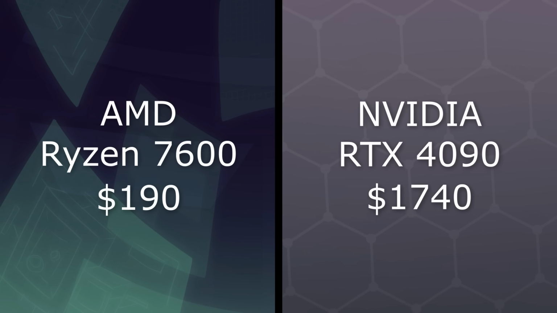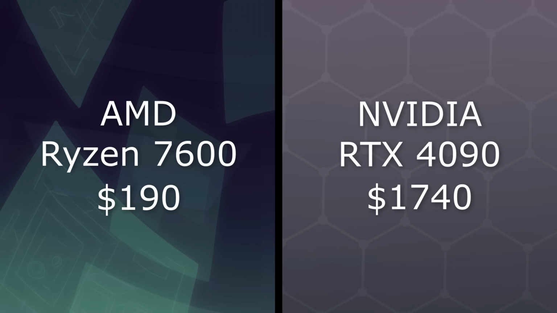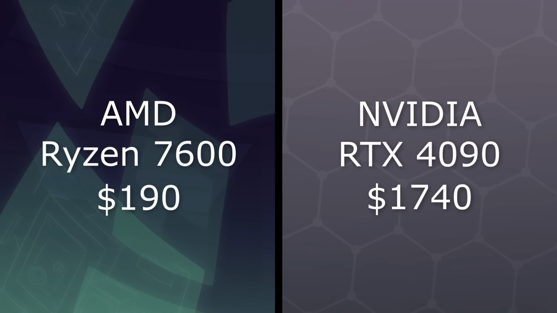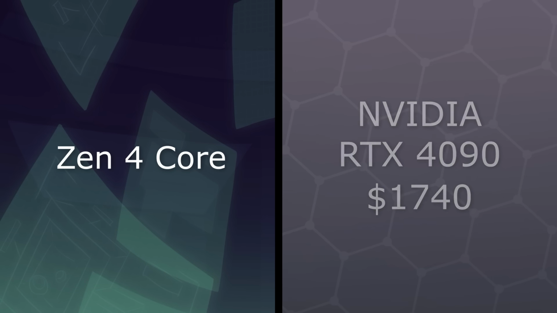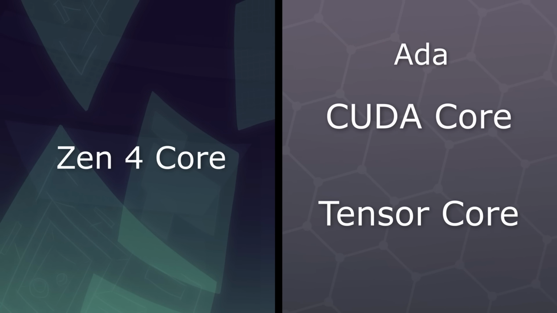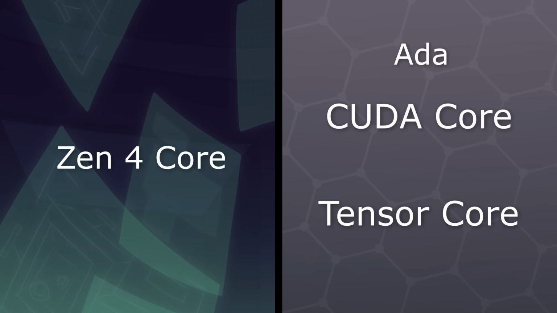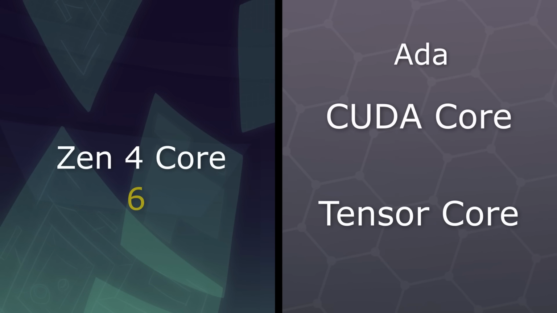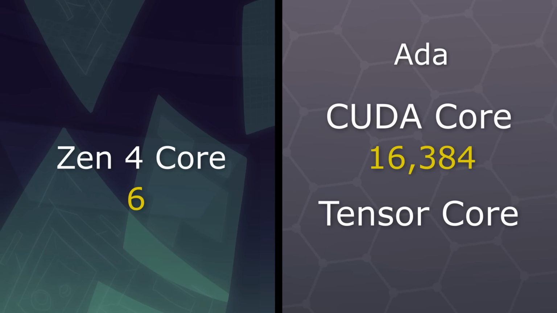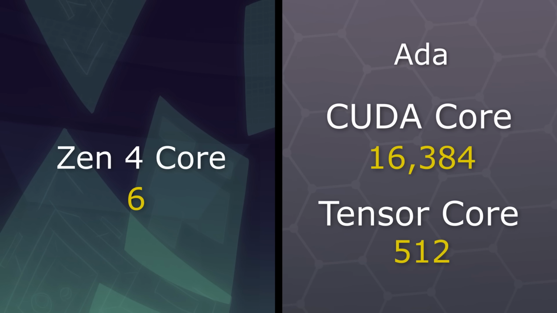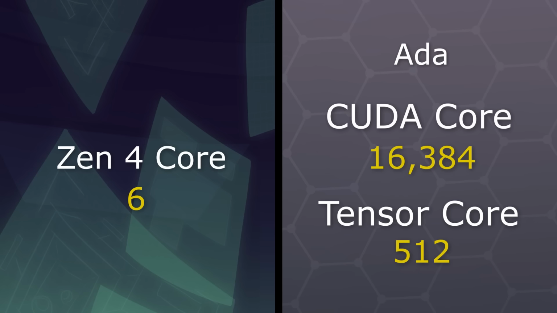Thankfully, as we'll see, it doesn't really matter that much which specific chips we look at. Once we understand what the different types of cores are and what they do, we can apply our knowledge to any CPU or GPU whose layout we know. So for now, on the left side, we're looking for a Zen 4 core, and on the right side, we're looking for an Ada Lovelace CUDA core and Tensor core. According to their spec sheets, the 7600 should have 6 Zen 4 cores, and the RTX 4090 should have 16,384 CUDA cores and 512 Tensor cores. Let's see if we can find them.